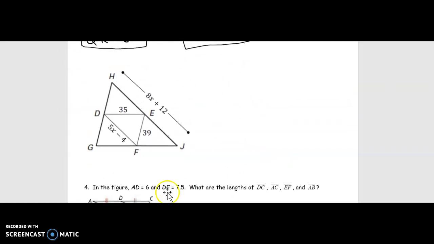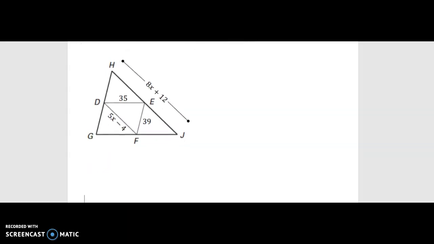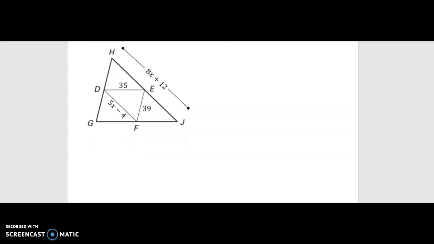If we have something like this over here, where we have to find the value of x, again, we want to find those parallel sides. So over here, DF is parallel to HJ. So if we were to set up our problem, we know that the bigger side, HJ, is equal to 2 times DF.